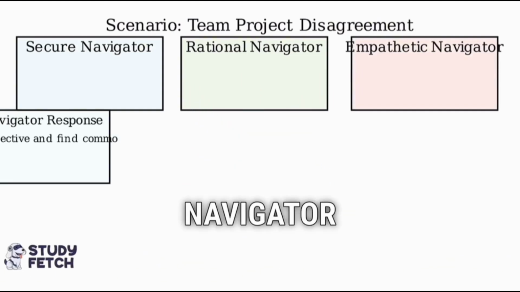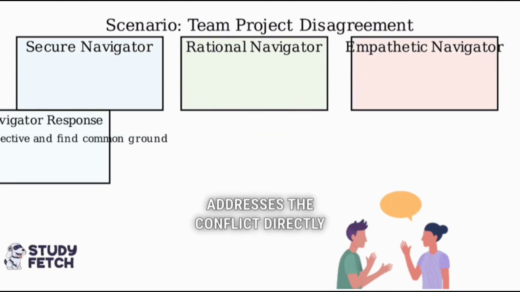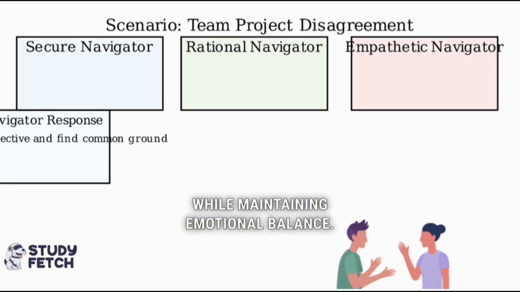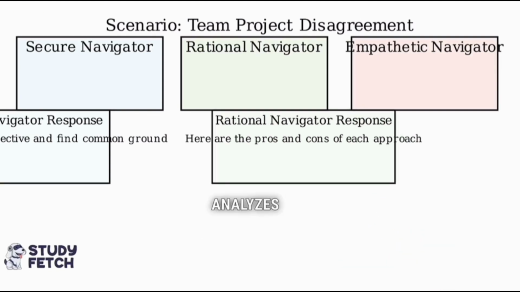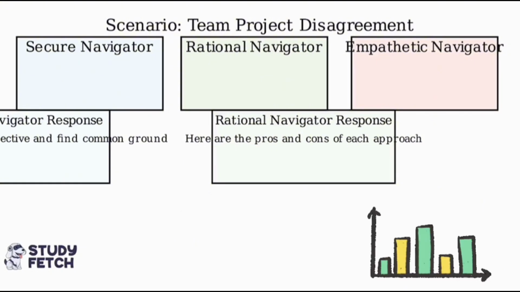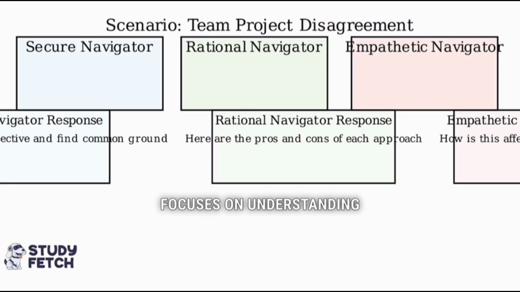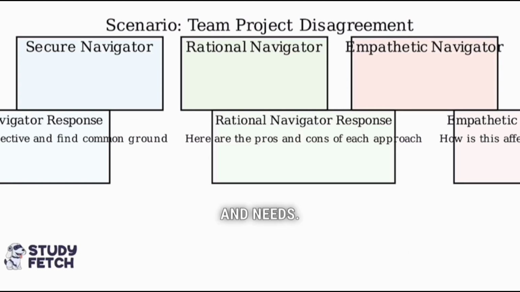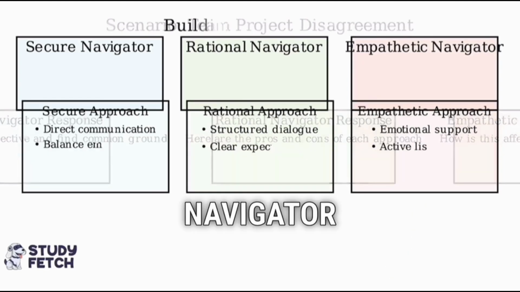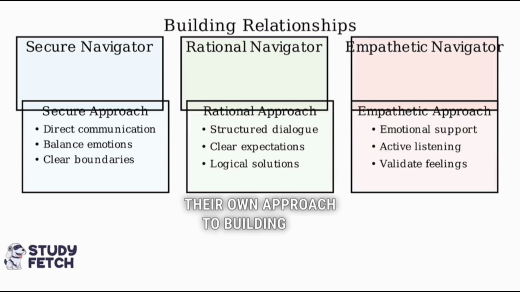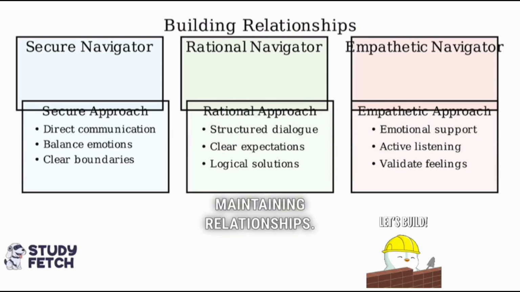The secure navigator addresses the conflict directly while maintaining emotional balance. The rational navigator analyzes the situation objectively and presents logical solutions. The empathetic navigator focuses on understanding everyone's feelings and needs. Each navigator type has their own approach to building and maintaining relationships.